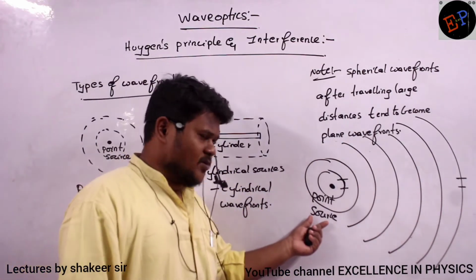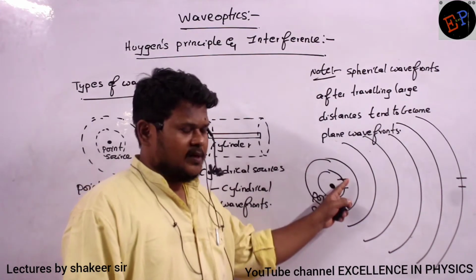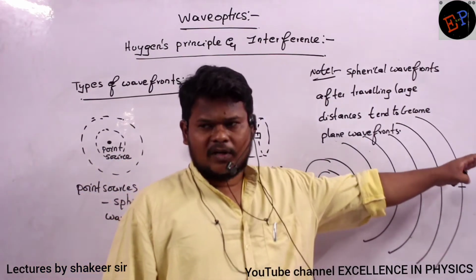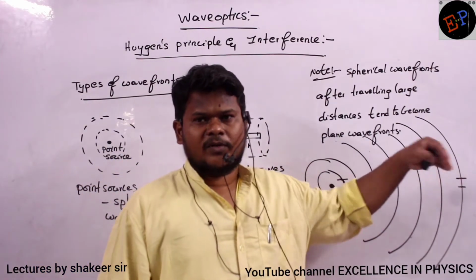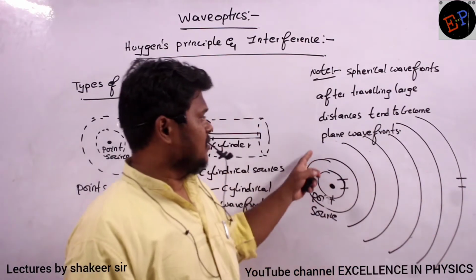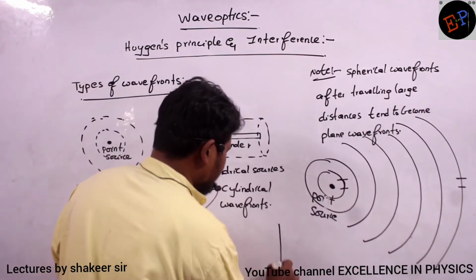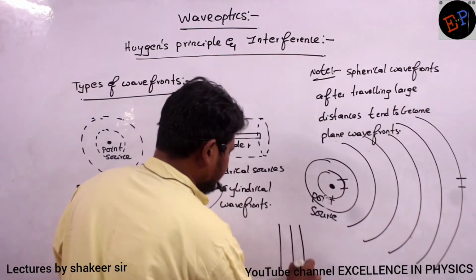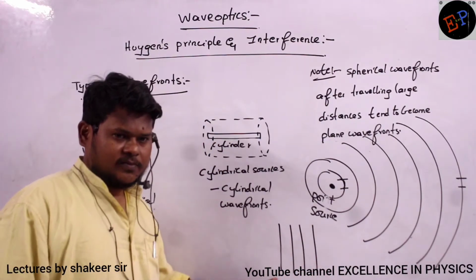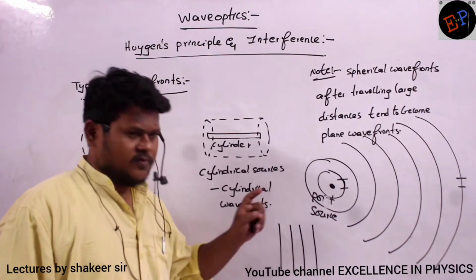So a point source of light, at the initial stages, is spherical only. But when these spherical wavefronts travel to a large distance, they tend to become more and more flat. So it behaves like a plane wavefront. Wavefronts will become like this after some time, straight lines. This is one wavefront, all the points are in one phase. This is the next wavefront, next wavefront, next wavefront.